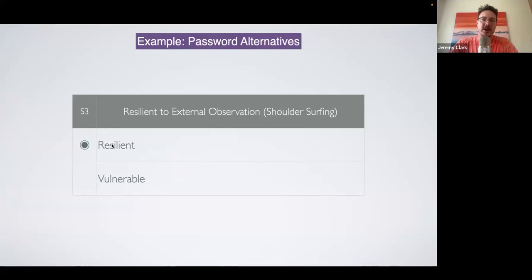So you can think of resilient, meaning it's not vulnerable. We'll give it the dot. Vulnerable, we won't give it the dot. So for example, with a fingerprint, you can't really shoulder surf, right? But me typing a password in, you could, or me doing the swipe pattern on an Android, you could.